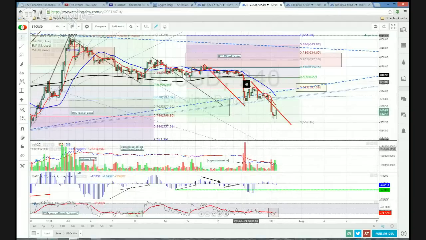At the same time, we also see that we have a volume divergence. This volume bar here is much lower than this volume bar here. So it's telling me that maybe the sellers are getting a little tired. And then also on the MACD, you'll notice lower lows, but this is not making a new lower low. So we might have the smatterings of a bottom coming in there.